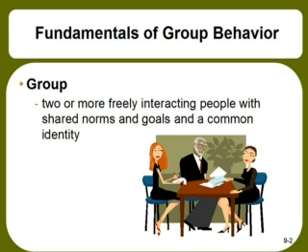We begin with the notion of a group. A group is defined as 2 or more freely interacting people with shared norms and goals and a common identity. Many organizations today have structures that emphasize groups and teamwork. Groups can be categorized as either formal or informal. A formal group is one that has been formed by the organization, such as a standing committee. An informal one is formed by friends, such as a social club.